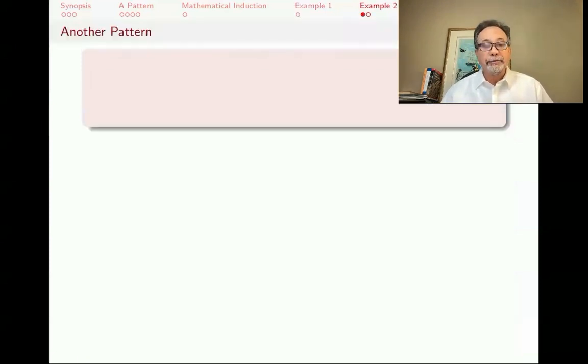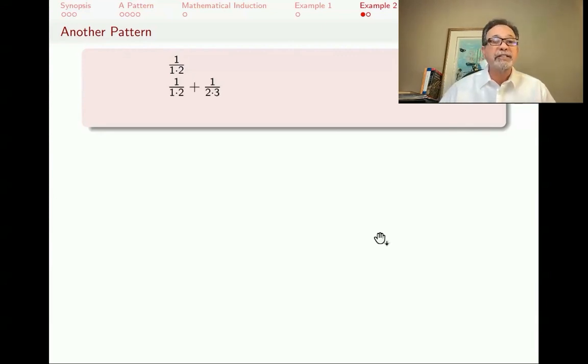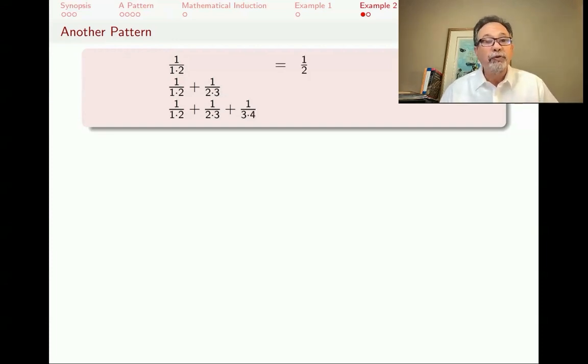Let's look at another pattern for our second example. I might ask you, what's 1 over 1 times 2? That's 1/2. Or 1 over 1 times 2 plus 1 over 2 times 3. Those dots mean times. 1 times 2 down there in the denominator, and 2 times 3. These are fractions, and if you like fractions, you would like to add these. 1 over 1 times 2 is just 1/2. The second one is 1/2 plus 1/6. 1/2 is 3/6 plus 1/6 is 4/6, which simplifies to 2/3.